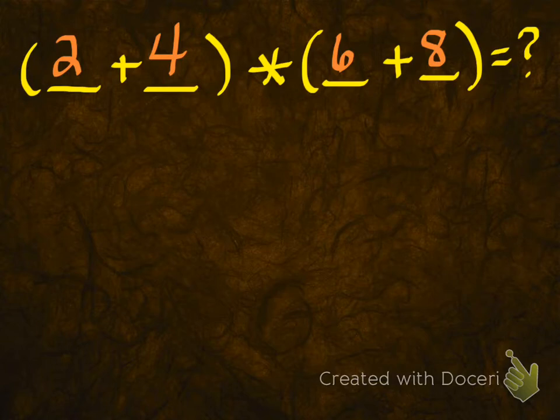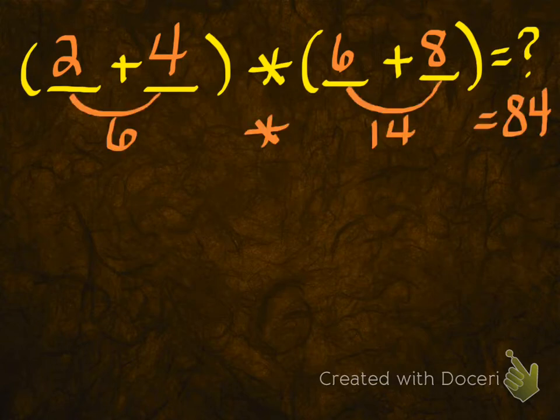Now, if I use the numbers in the order that I've placed them in this particular equation, you'll notice that if I add 2 and 4, I'm going to get 6. If I add 6 and 8, I'm going to get 14. And when I multiply 6 times 14, it equals 84. That seems like a pretty big product, but I'm not sure if that's the largest.